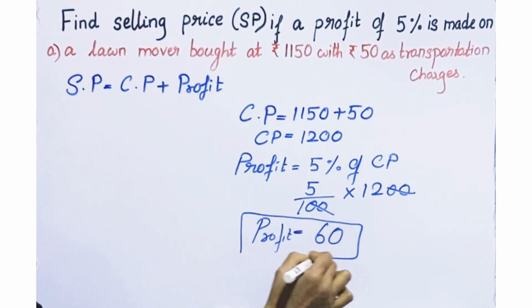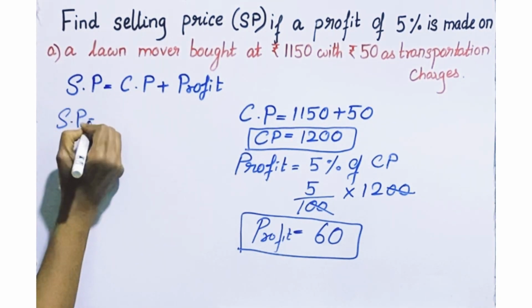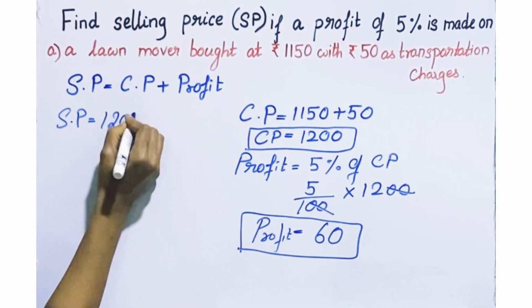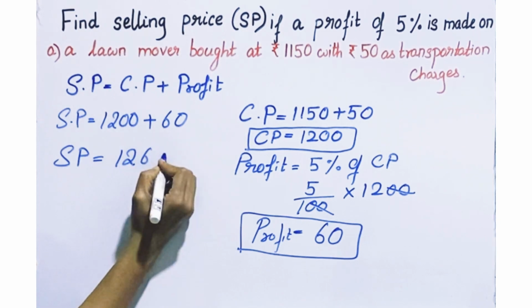So now let's find the selling price, which is the summation of the cost price 1200 and the profit 60. So here the selling price is 1260 rupees.